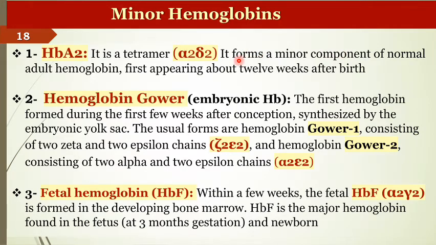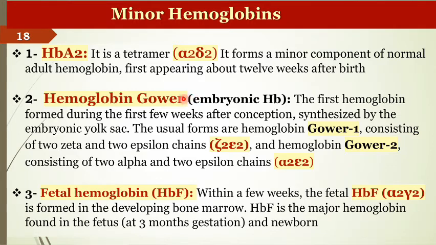It is a minor component of the normal adult hemoglobin. It appears 12 weeks, about 3 months after birth. We have 2% of our blood, normal adult person blood, containing hemoglobin A2. But if this 2% increases, it becomes 5%, 10%, this is a disease. This is an index of diseases of hemoglobin.